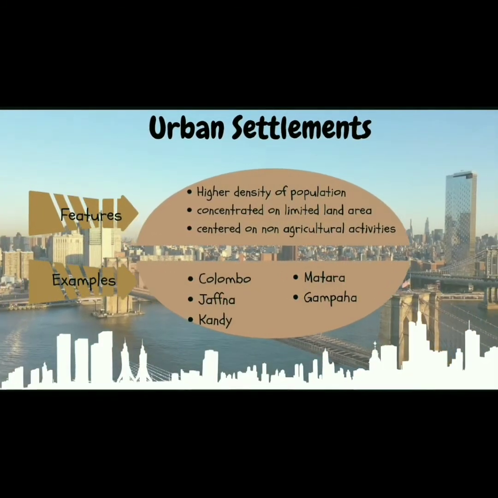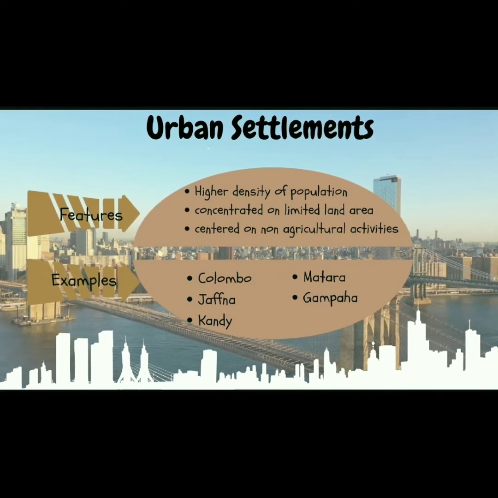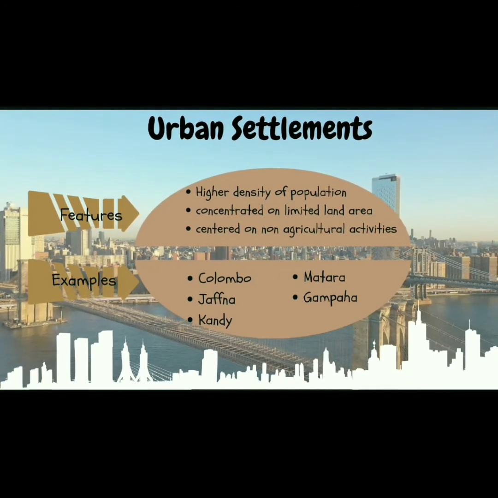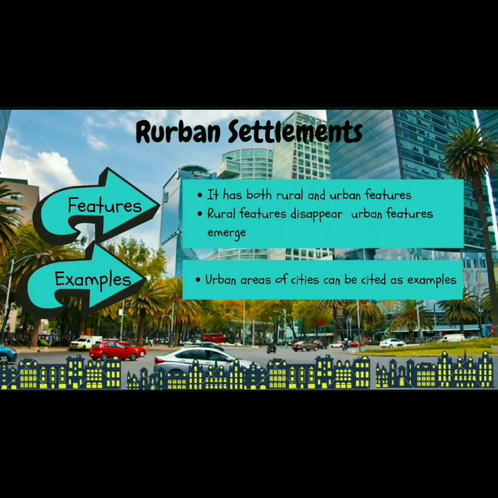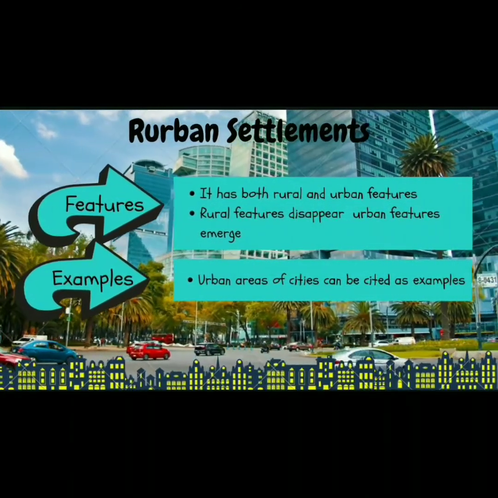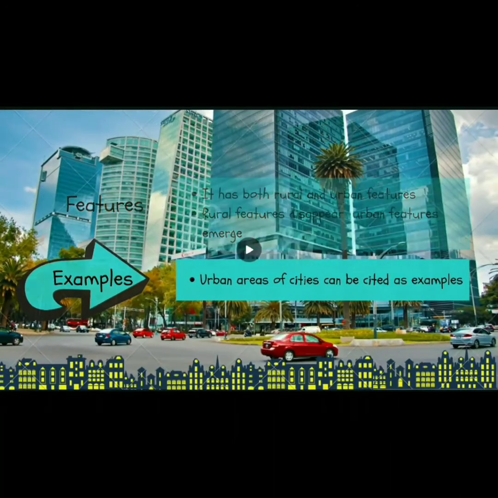Urban settlements. The features are higher density of population, concentrated on limited land area, and centered on non-agricultural activities. Semi-urban settlements. It has both rural and urban features, and the rural features disappear when the urban features emerge.